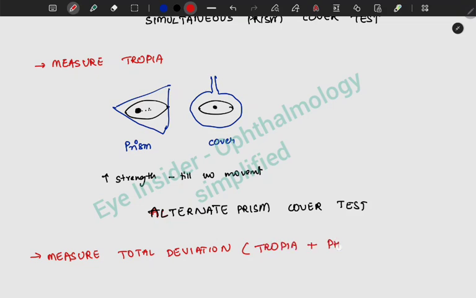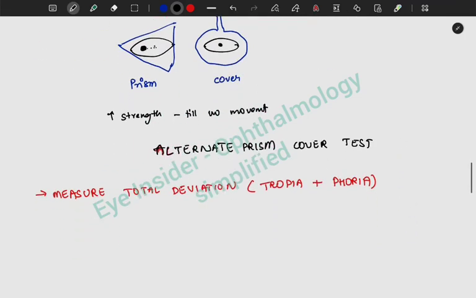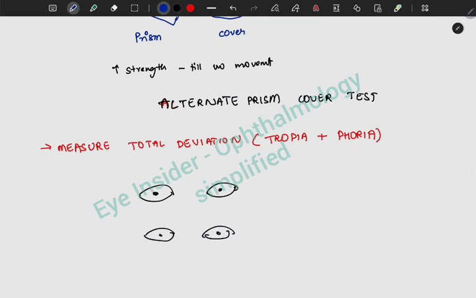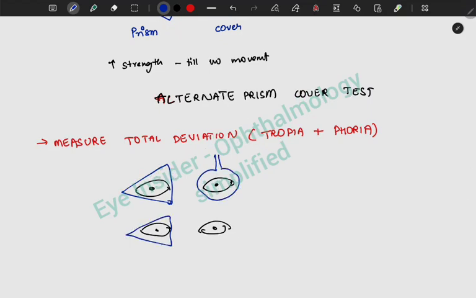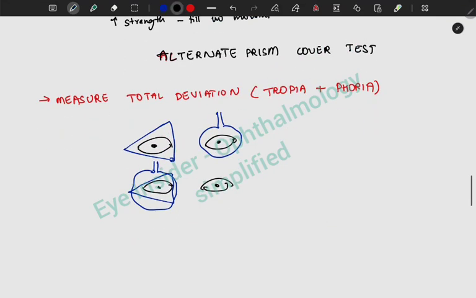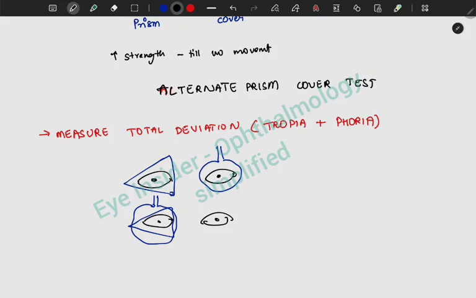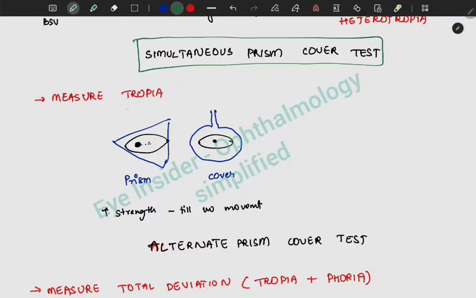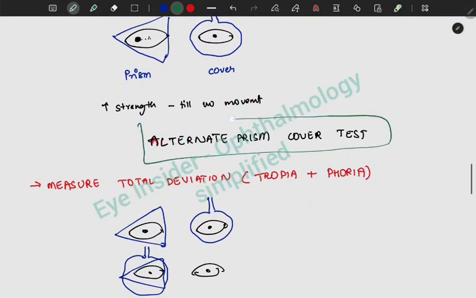In this test we will measure the total deviation, that is tropia as well as phoria. So in this we use a prism and do the alternate cover test. Here we are using a prism in front of one eye and then we are doing this alternate cover test, keeping the prism over that eye. We increase the power of the prism till there is no movement. So it will reveal the amount of deviation which is present in the eye. So this was regarding the various types of cover tests.